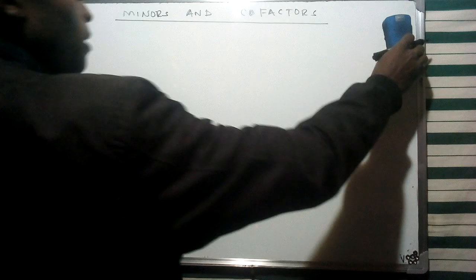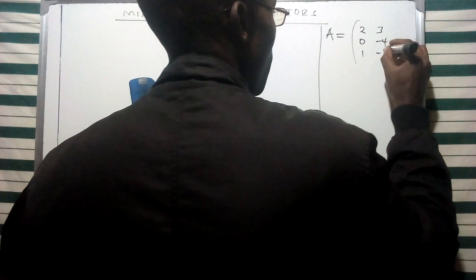So, sorry for that. So we're going to have our matrix A represented in terms of columns: the first column is 2, 0, 1, then the second column is 3, negative 4, negative 1, and the last column is going to be negative 4, and then 2 and 5, given as such.